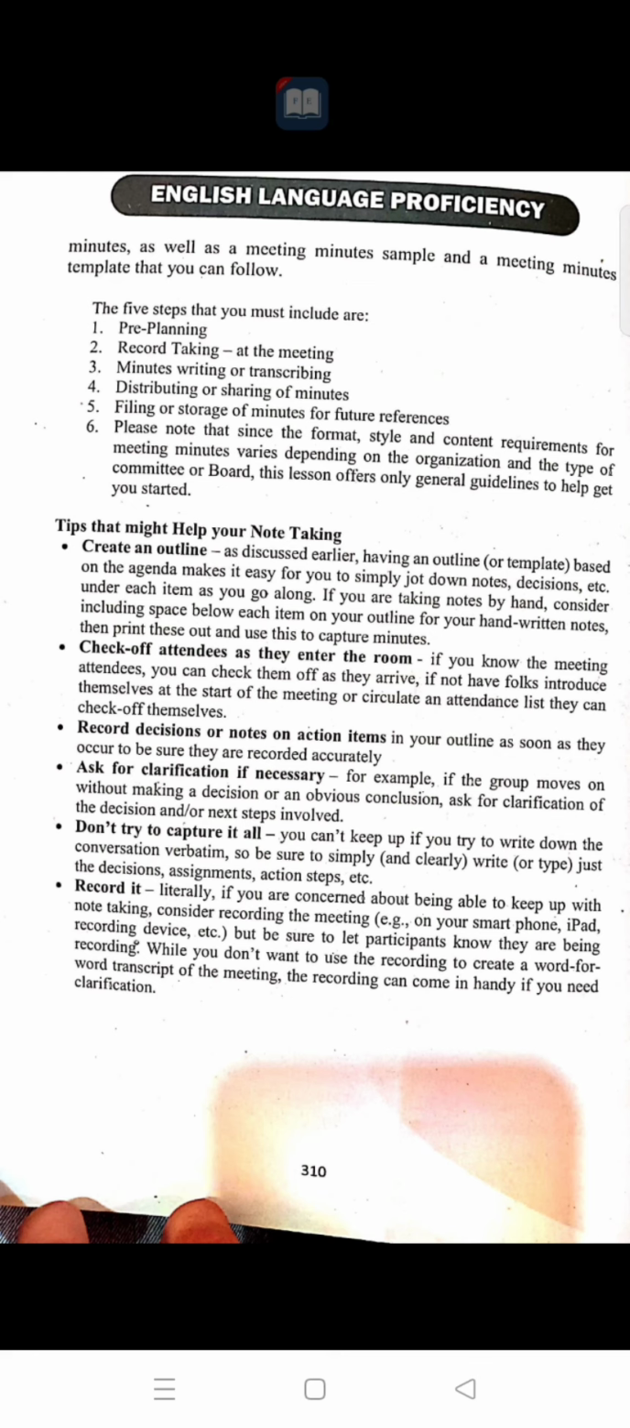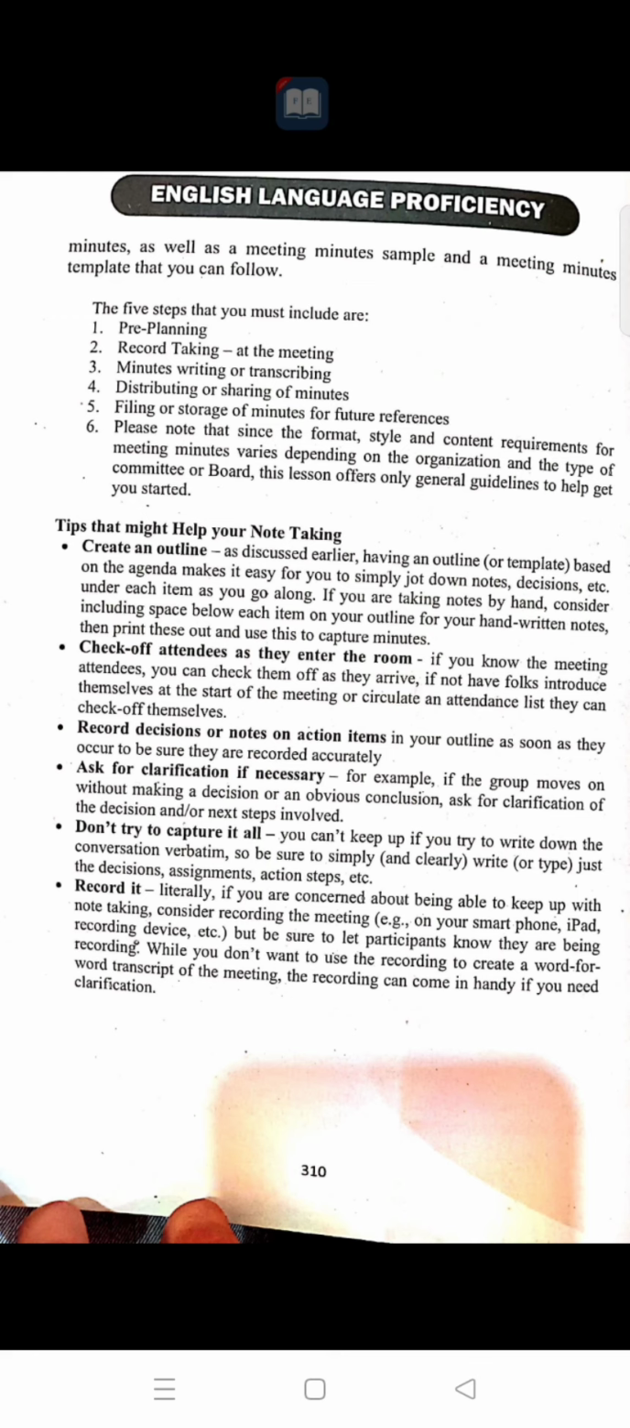Now, what are the tips that might help in your note-taking? So, parang yung taking down minutes of meeting kasi it's just like note-taking. The first thing that you have to do is to create an outline para the moment na ikaw ay magte-take note na ng kanilang pinag-uusapan, it will be easier. And then check off attendees as they enter the room. Hindi yung saka ka lang mag-check kapag ka nag-start na yung meeting. And then record decisions or notes on action items. And then ask for clarification if necessary, especially if you are the secretary. Excuse me, sir and ma'am, may I just clarify kung tama po yung aking nasulat, something like that.